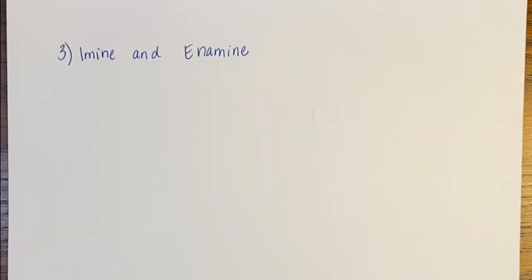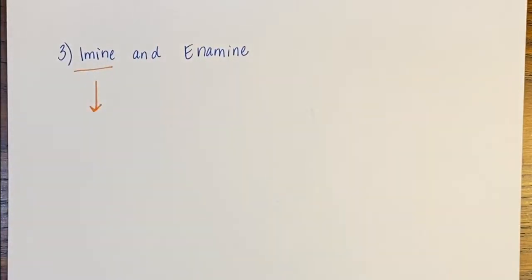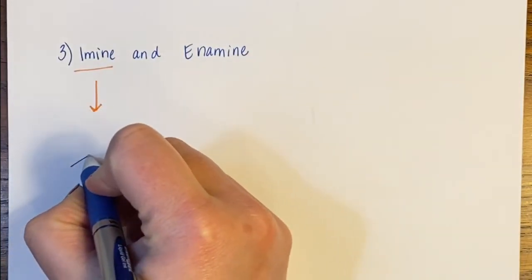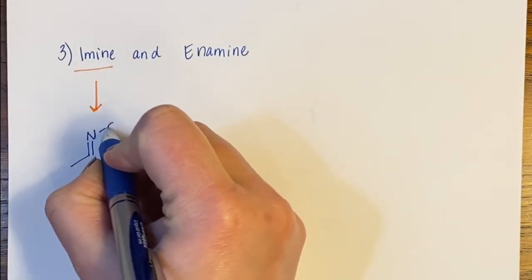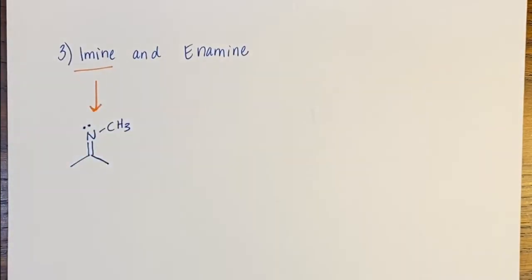Our next reaction is one that's going to form new functional groups for us as the product, and these functional groups are going to be imines and enamines. An imine is a functional group that looks like this, where we have a nitrogen-carbon double bond, and my nitrogen is bonded to another alkyl group, and in total my nitrogen is bonded to 2 carbon-containing groups.